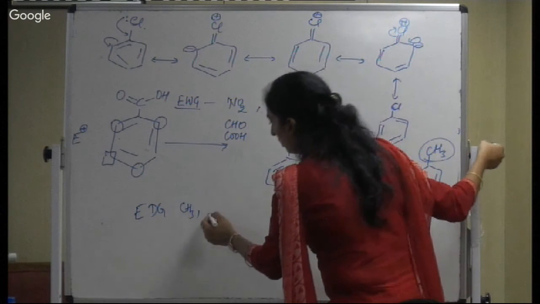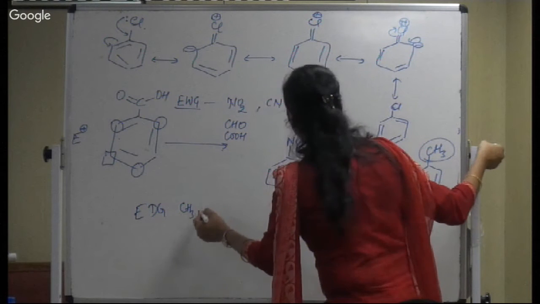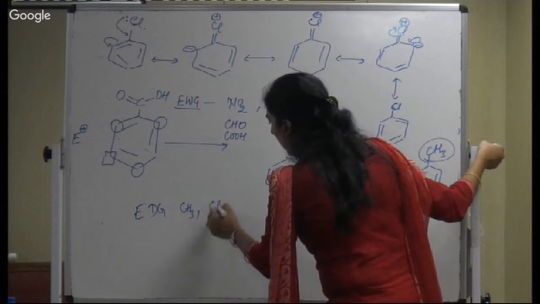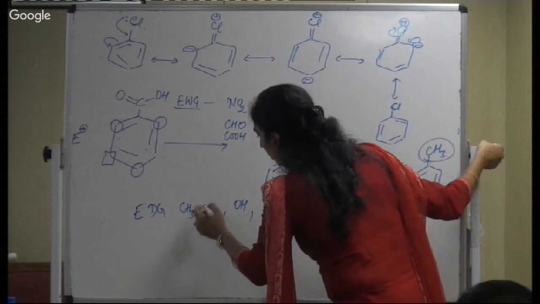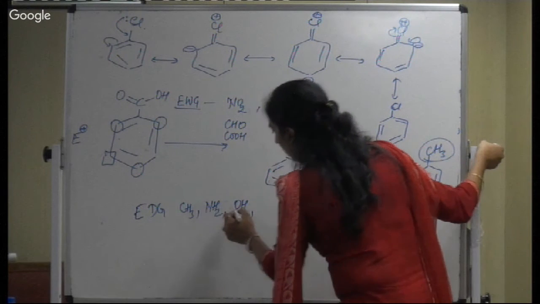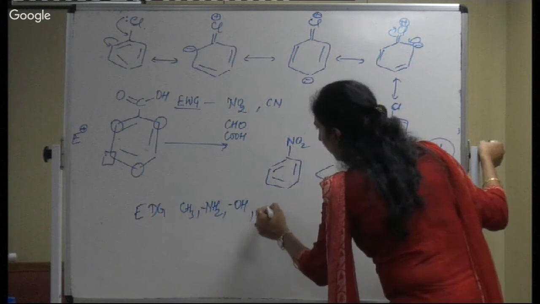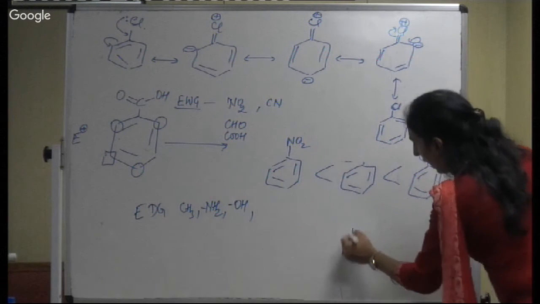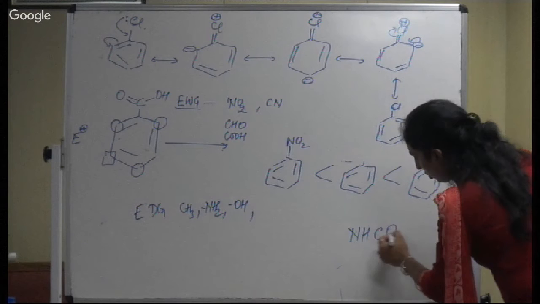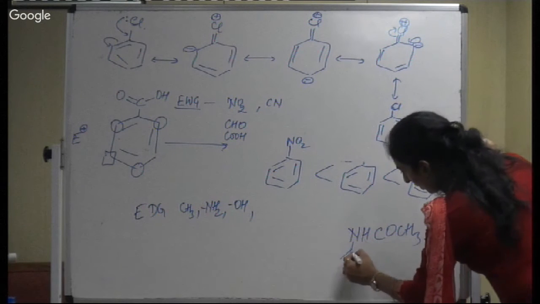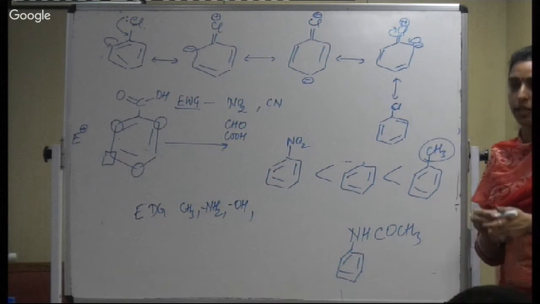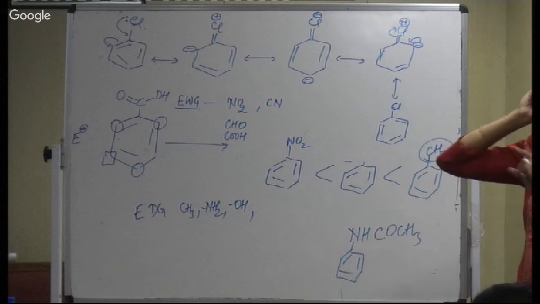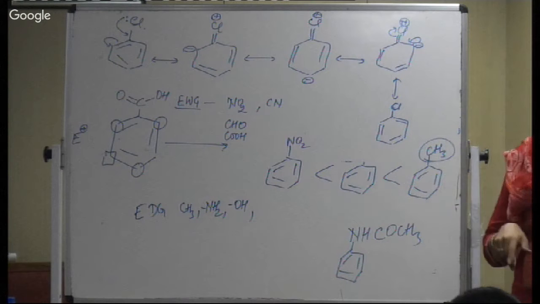Because carbon, methyl and any alkyl and halogen and OH. Oh, I'm so sorry. NH2. Or can you tell me about this NHCOCH3? Whether the group would be donating or withdrawing. At which position the bromination will take place if I carry out, because all these are interconnected topics.